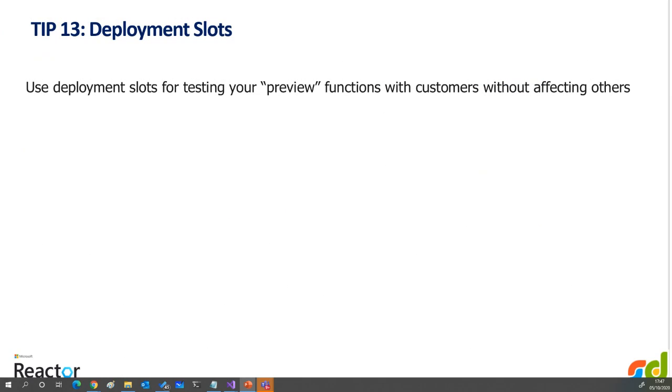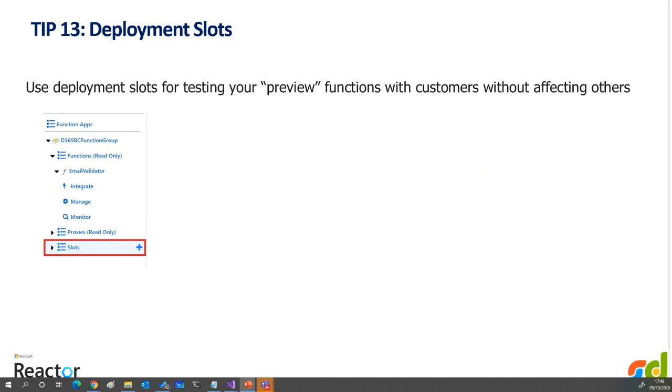Another tip is related to slots. When you deploy an Azure Function in the cloud, it is automatically deployed in production. But sometimes this is not the way you want, because imagine that you have a function in production now, and you are working on new features, and you want to share these new features in preview with a set of customers. If you deploy that in production, obviously it is available to all.